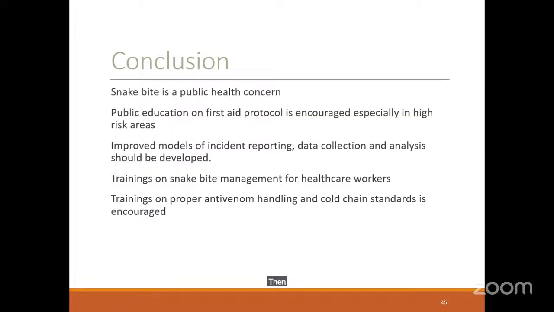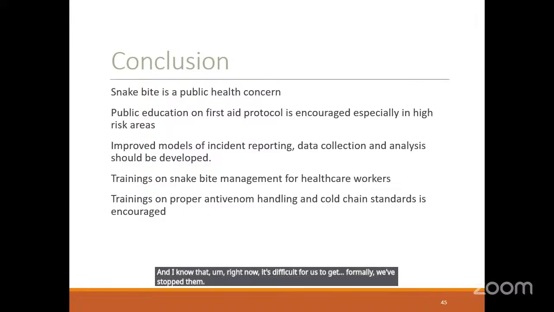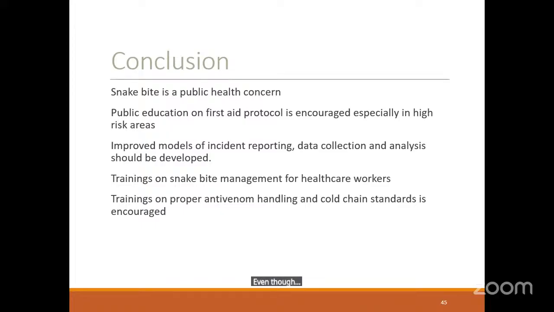Then another challenge we have generally is getting this antivenom. I run a community pharmacy, and I know that right now it's difficult for us to get. Formerly, we stocked them, even though, interestingly, we never sold any, as they would always have expired before the need. I remember one or two times we had to give it out because they didn't have any option, and they used it and the patient recovered. But we couldn't sell it because it was expired.